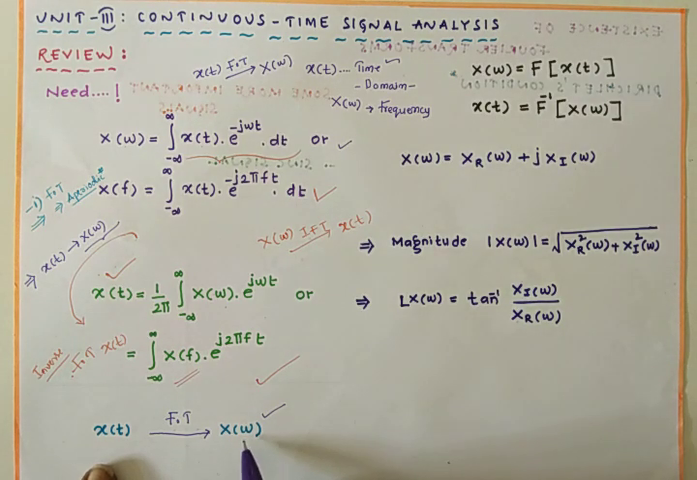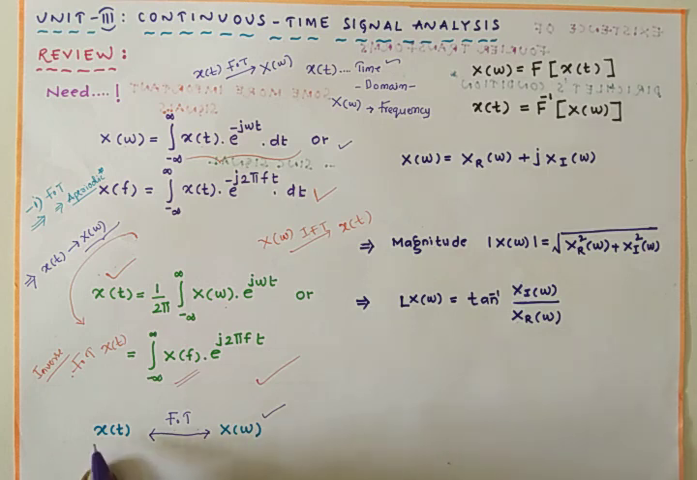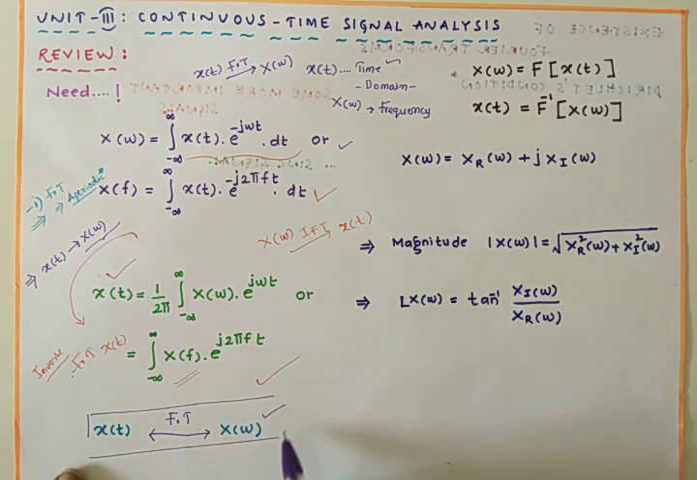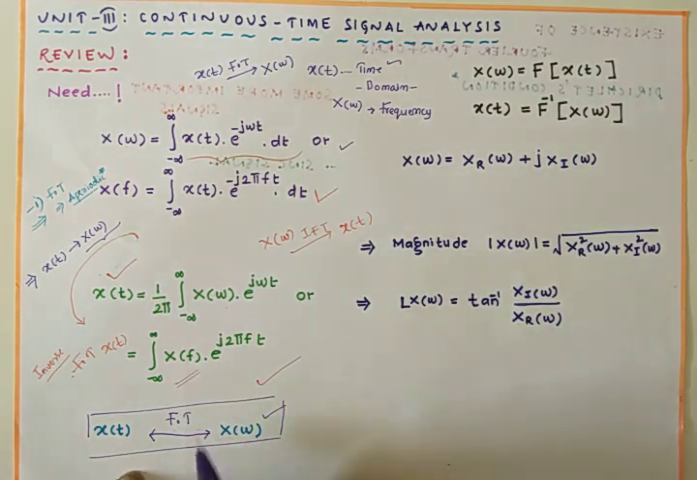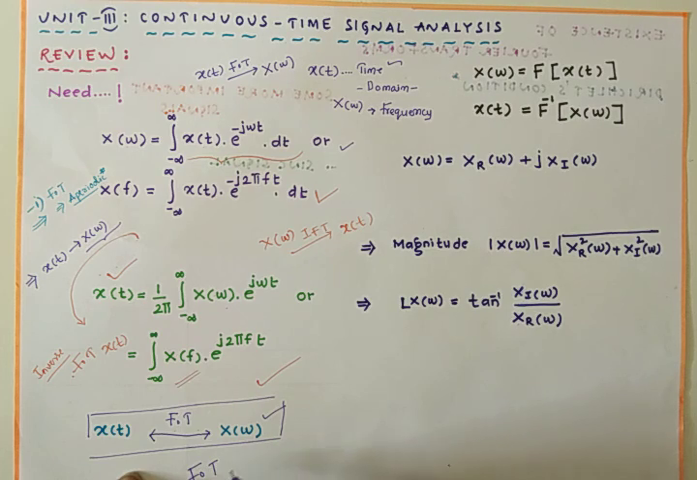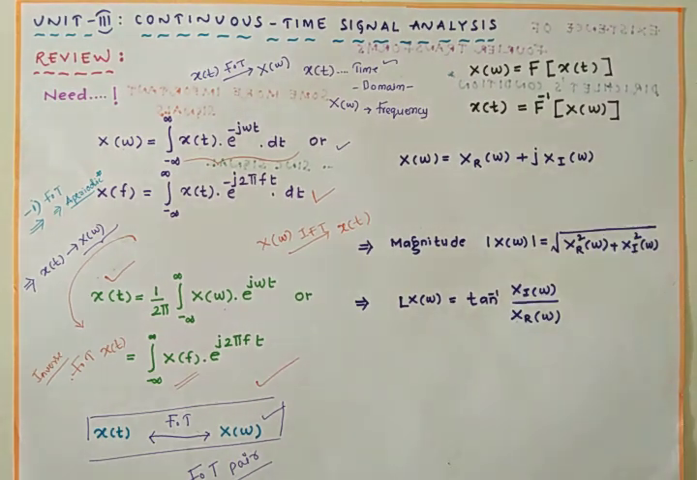If you have the frequency domain signal on which we are applying the Fourier transform again, that is the inverse Fourier transform. If we apply the inverse Fourier transform, obviously we can get x of t, so this representation of the Fourier transform is called the Fourier transform pair.